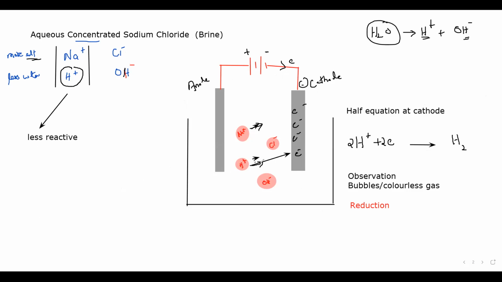So for the positive ions, we have sodium ion and hydrogen ion. Hydrogen ions are less reactive, so they are able to discharge, and what we observe here is that hydrogen gas is given off, so we'll see bubbles. Now what happened to the negative ions?